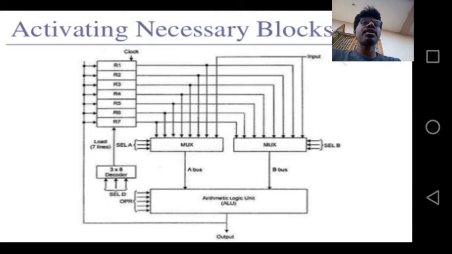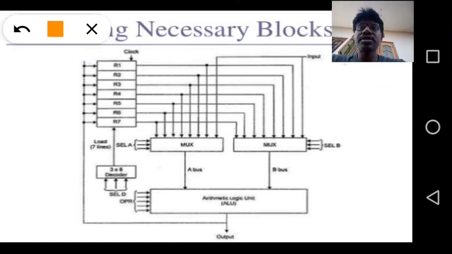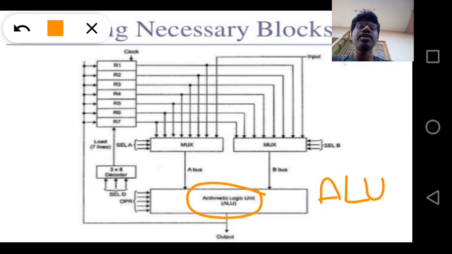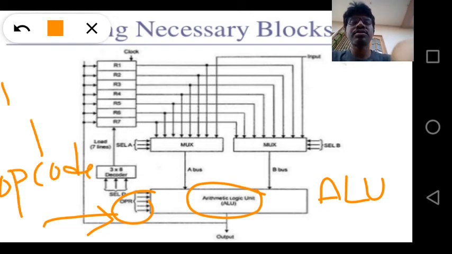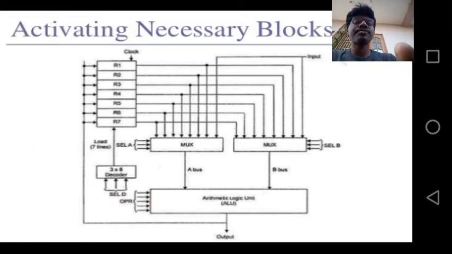Next we see activating the necessary blocks for these two instructions. Here, this is my ALU, the arithmetic and logical unit. It receives opcodes from the instruction decoder of the control unit. It receives an opcode.